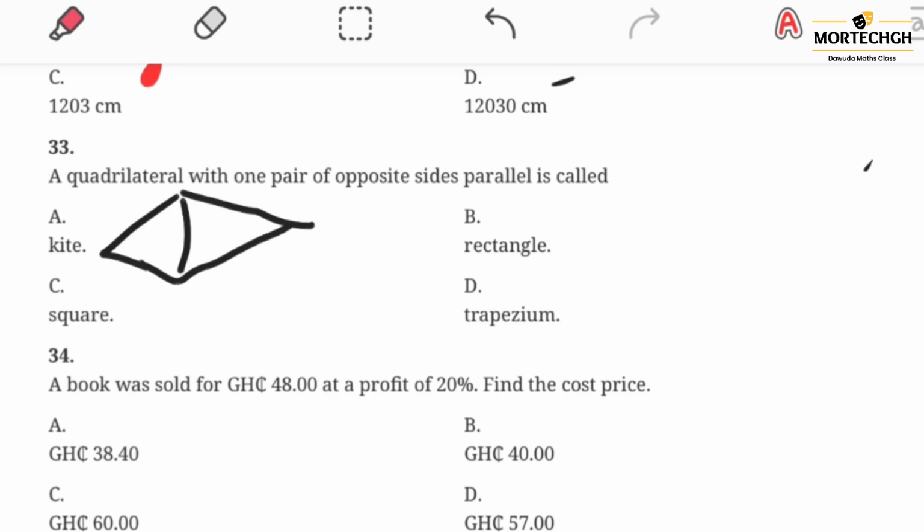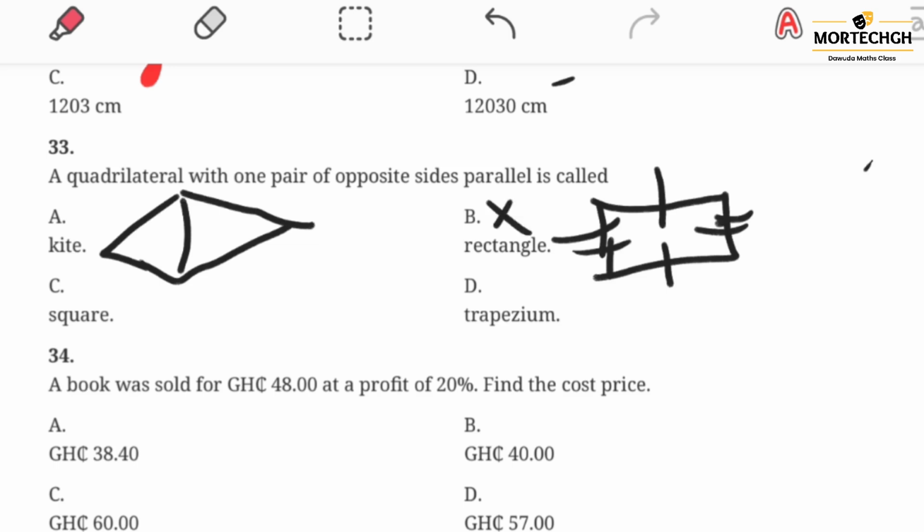Let's consider rectangle. They are all four-sided figures. So rectangles have two pairs of parallel sides, so it's also disqualified. So A and B are wrong. Let's consider C. It's the same thing as the rectangle, but this time the square has all the sides being equal, and two pairs that are parallel. These two lines are parallel, they do not meet.